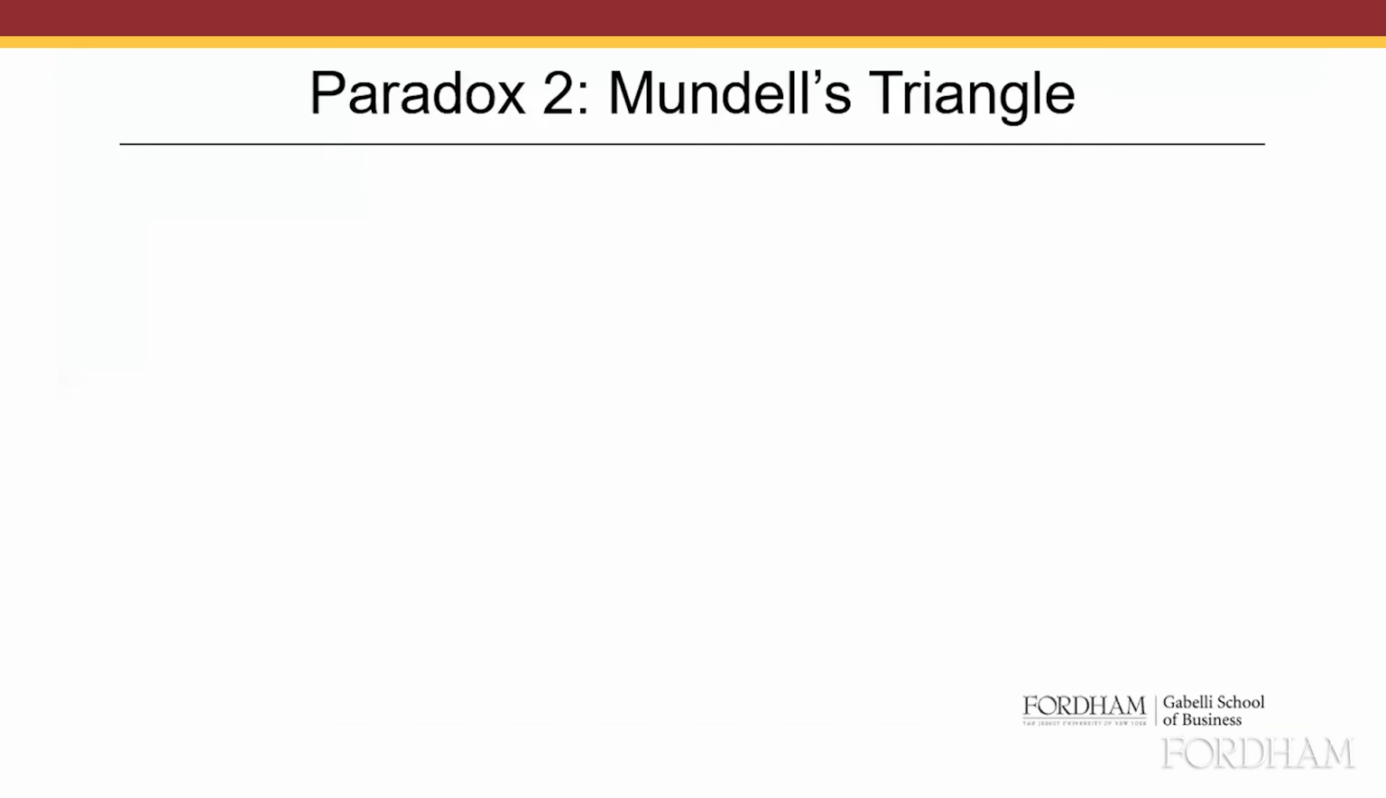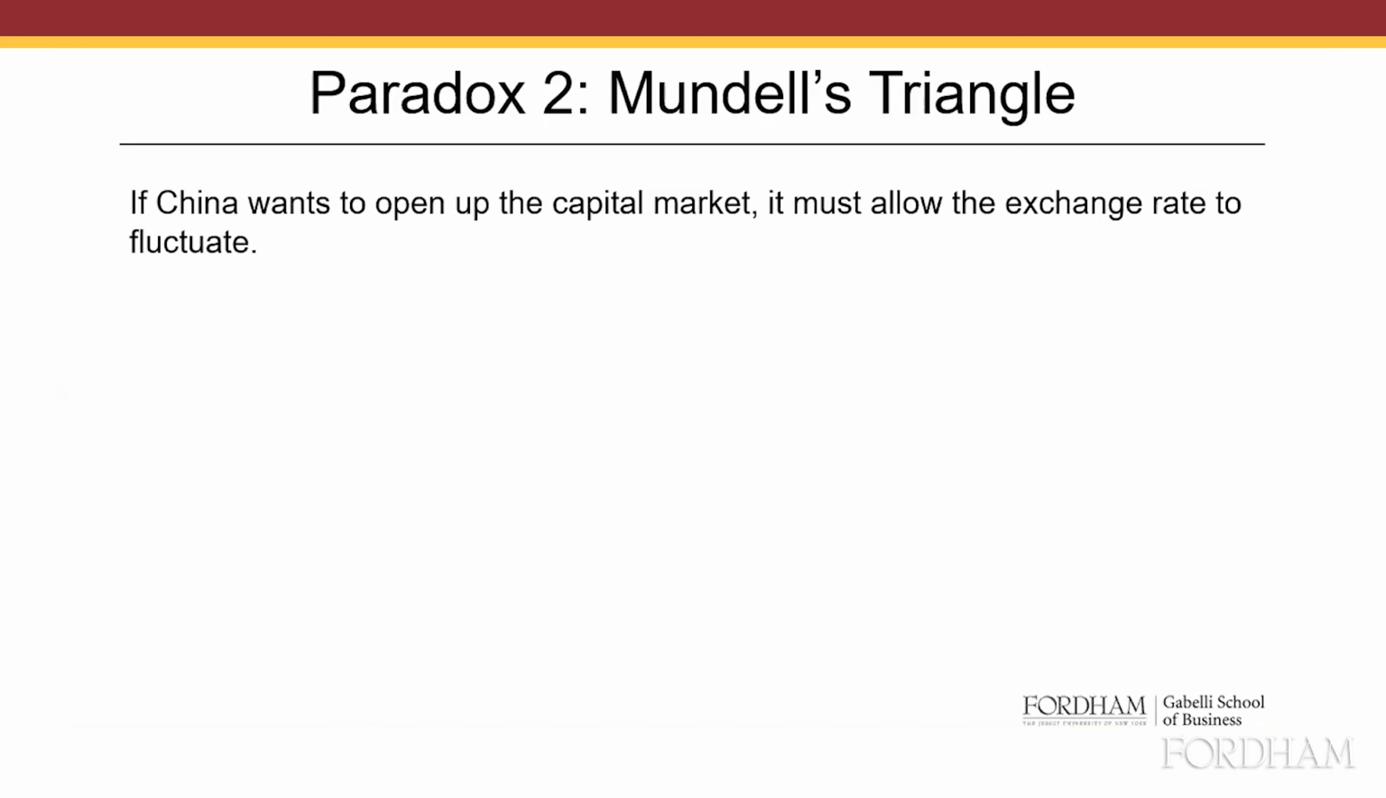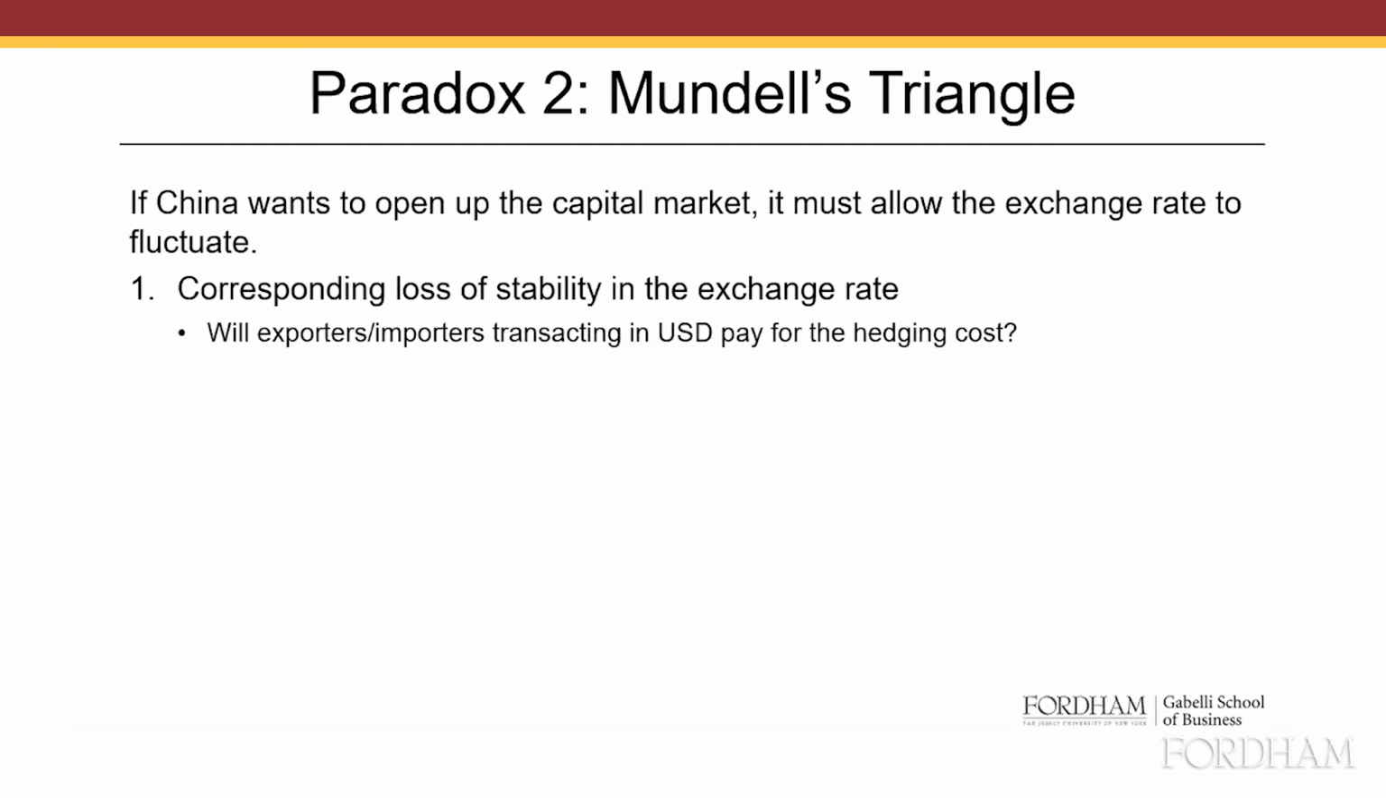The second paradox relates to the Mundell Triangle. If China opens up the capital market, it must allow the exchange rate to fluctuate. And this means a corresponding loss of stability in the exchange rate. Exporters and importers transacting in US dollars pay for the hedging cost, now that it is more volatile. How much of this hedging cost would eat into their profit margin?